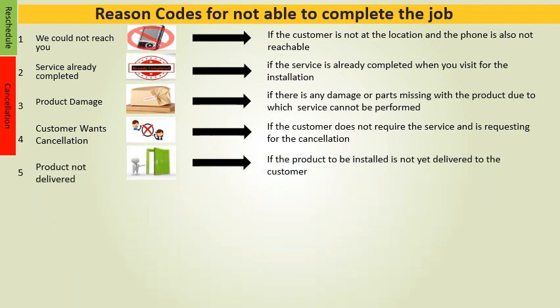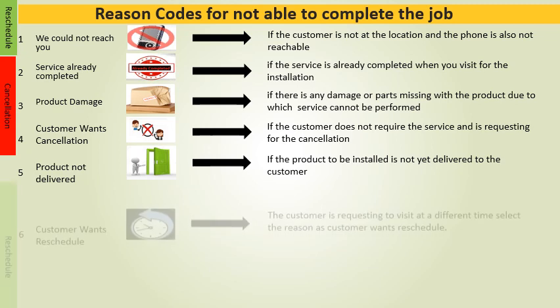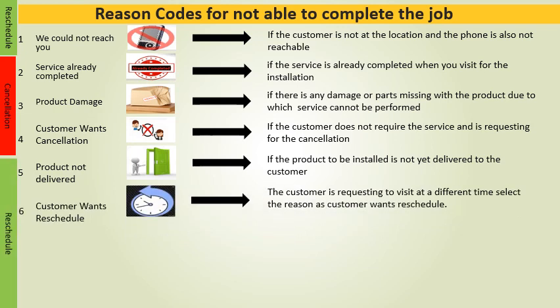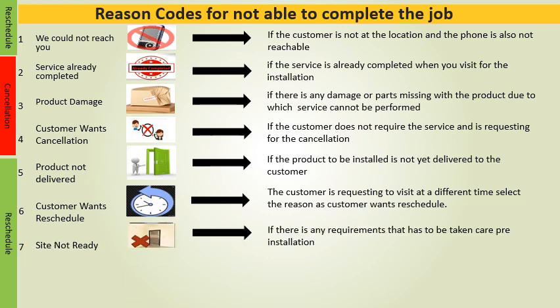5. Product not delivered. Select this reason if the installation product is not yet delivered to the customer address. Wait and choose the reason code only when your slot is completed. After selecting, ask the customer to reschedule. 6. Customer wants reschedule. Select this reason if the customer is requesting to visit at a different time or date. 7. Site not ready. Select this reason if there are any requirements or modifications at the site that have to be taken care of before you can perform the service.